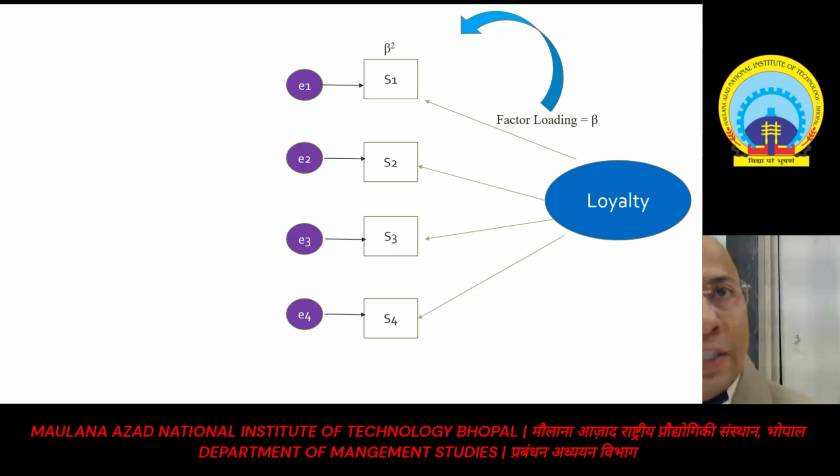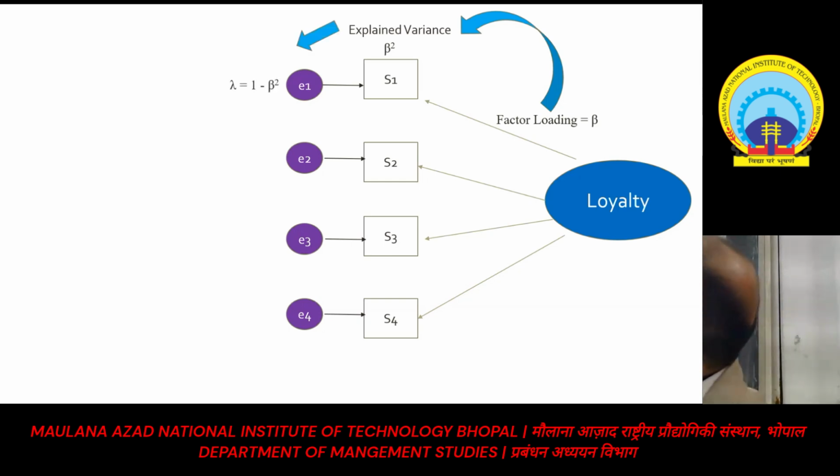0.5. That is variance explained, the contribution in the team. Okay, explained variance. What will be unexplained? 1 minus beta square. So here it is the error part. Lambda. Done. This lambda should be as less as possible. But it cannot be 0. It cannot be 0. Okay.